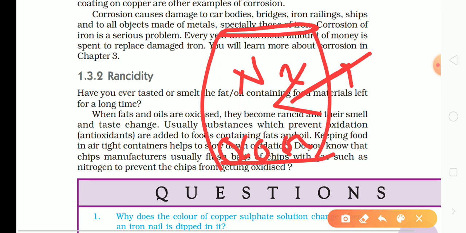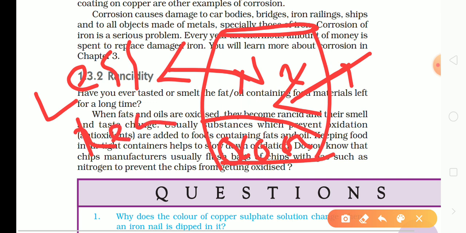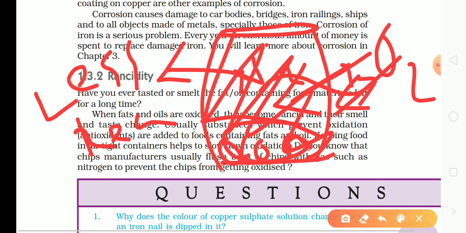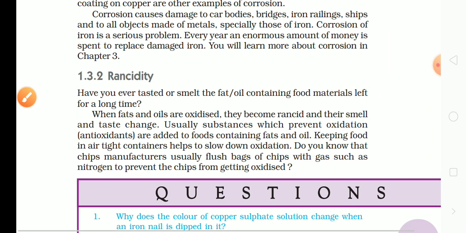Whenever they pack these chips, they flush the packet with nitrogen. What is the significance of flushing with nitrogen? Always remember, nitrogen is a very least reactive gas, quite inert at room temperature; it will not react at room temperature. Suppose oxygen comes to react with the chips, but there is a coating of nitrogen there. This nitrogen saves the foodstuff from reacting with oxygen, so they flush the chips packet with nitrogen.